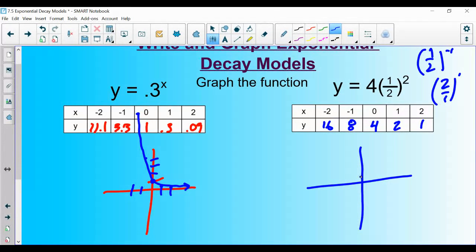Go ahead and plot them. 0, 4, 1, 2, 2, 1, -1, 8, and -2, 16. That's way up here. Boom. Right? Worth noting that this line is going to get forever closer to this axis, but it's never going to cross it.